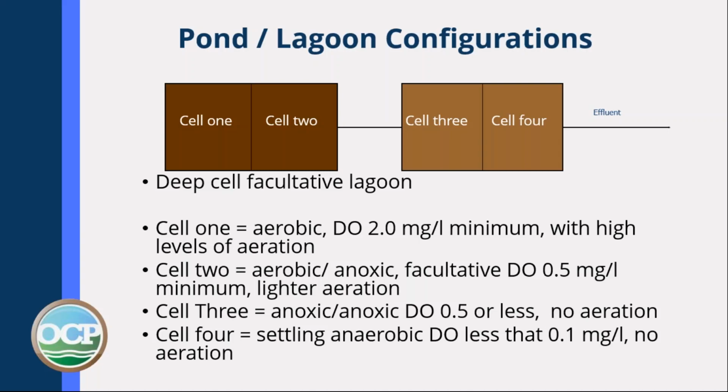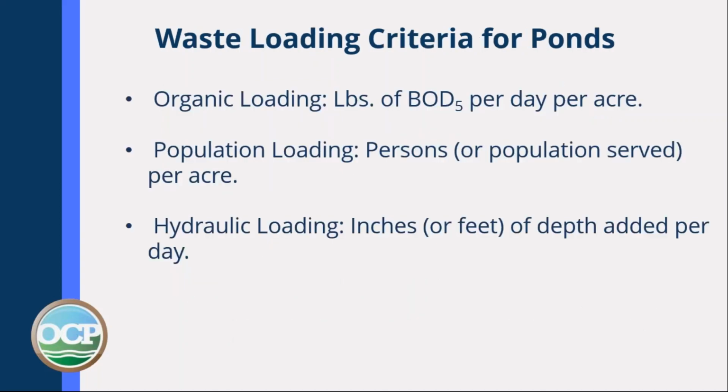effluent before it's released. The loading criteria for a pond: the organic loading is calculated in pounds of BOD per day per acre. Population loading is persons or population served per acre. Hydraulic loading is inches or feet of depth added per day.